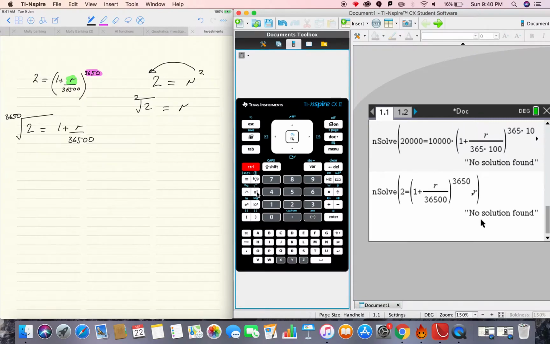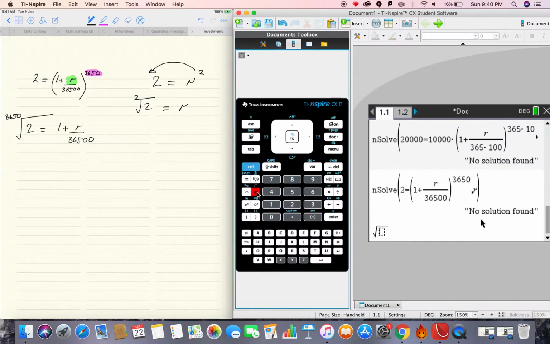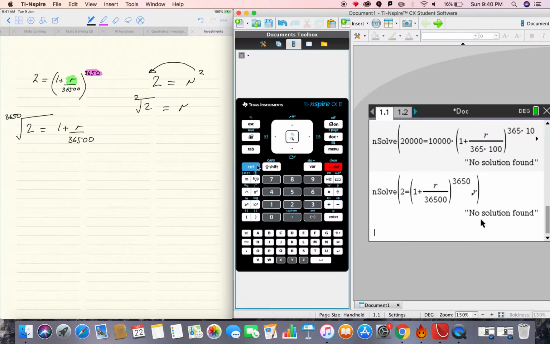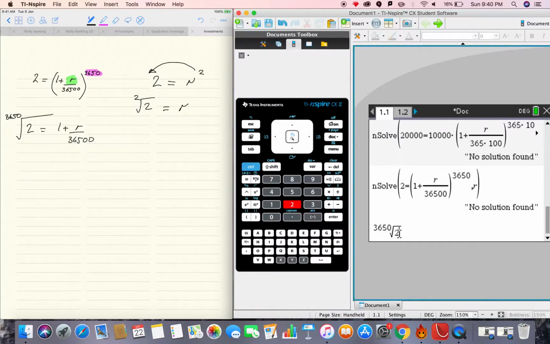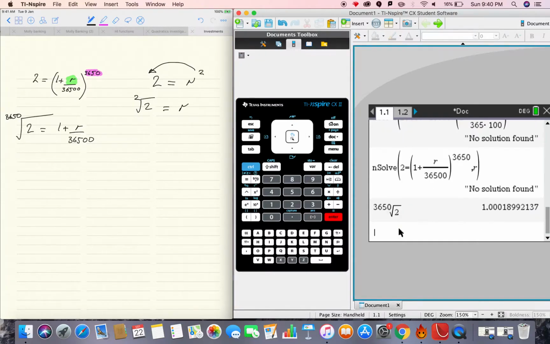Let's have a look here. Oh, and I will delete that because I need the button. There you go. So the 3650th root of 2. And let's have a look. Okay, so we can do the 3650th root of 2. And we can see that that is 1.0018992137, and that's equal to 1 plus r over 3650.